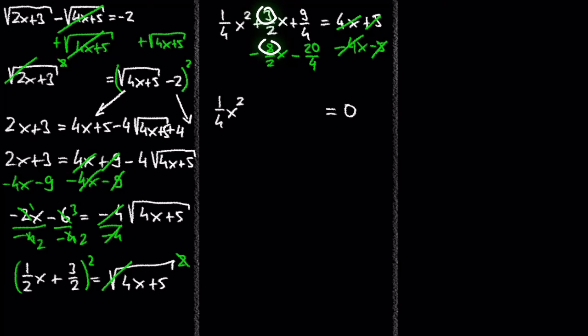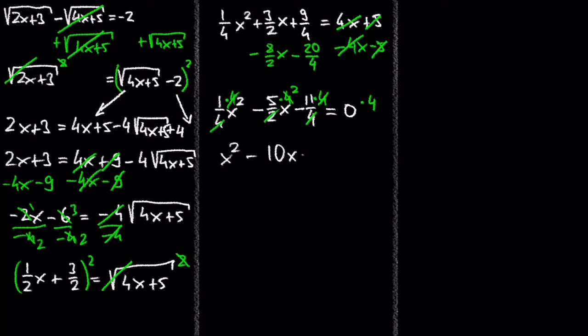3 minus 8 is negative 5. And 9 minus 20 is negative 11. Let's get rid of the denominators by multiplying the whole equation by 4. x squared minus 10x minus 11 equals 0. Let's see if we can factor this.